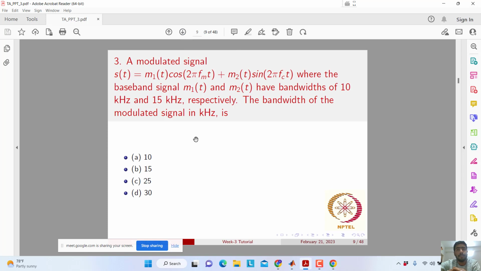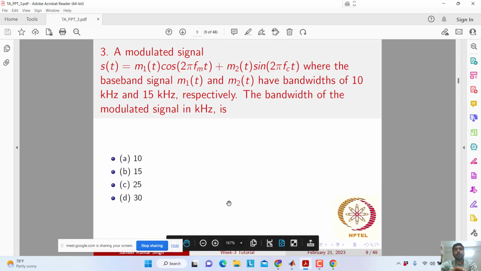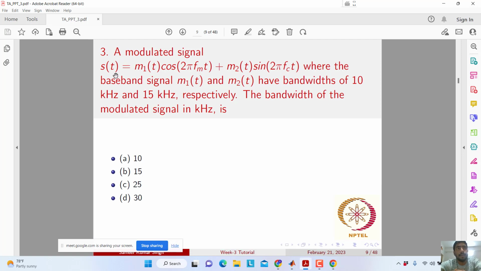Okay, now question number 3. Try this. We have a modulated signal s(t) equal to m1(t) cos 2 pi fm t plus m2(t) sin 2 pi fc t, where the baseband signals m1(t) and m2(t) have bandwidths of 10 kilohertz and 15 kilohertz. So we have to calculate the bandwidth of the modulated signal in kilohertz.